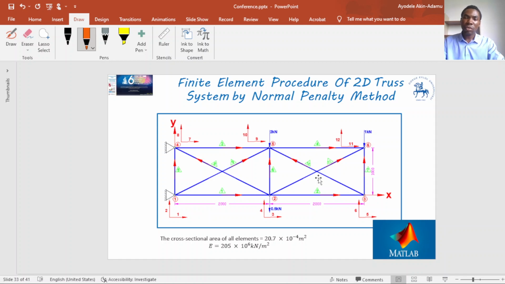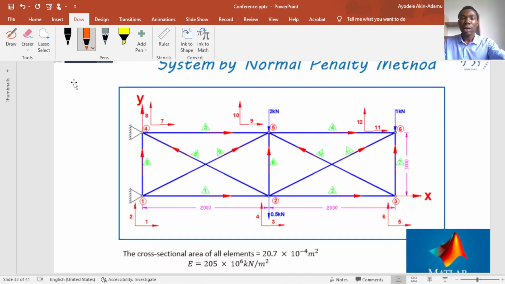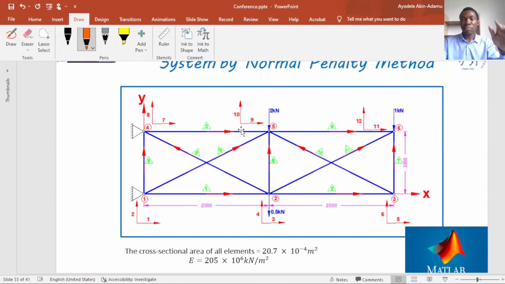In this video tutorial, I'm going to solve this same problem using the penalty approach, which is found in so many finite element textbooks. That's why I call it the normal penalty method, because this is the method you'll find in so many finite element analysis textbooks. So in today's problem, we are solving this plane truss system using the normal penalty method by finite element procedure.